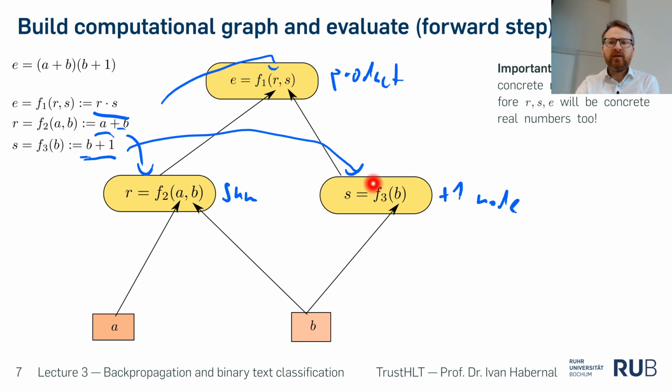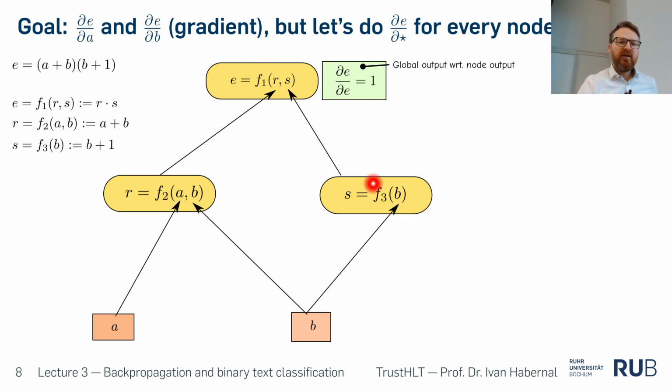Okay, so now our goal is to compute, as we just said before, the gradient. So these two partial derivatives of E with respect to A and B. How are we going to do this? We're going to compute the derivative for every node, so the partial derivative of the output, which is the E function, with respect to every node. This is what you're going to compute. If you compute it for every node, then we're going to compute it for this node, but also for this node and this node, which is the gradient we are looking for.